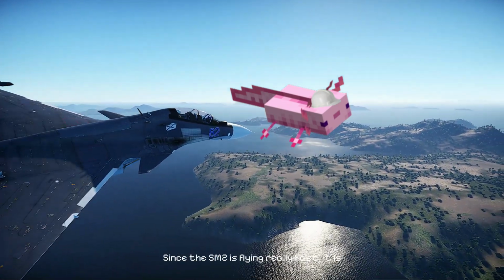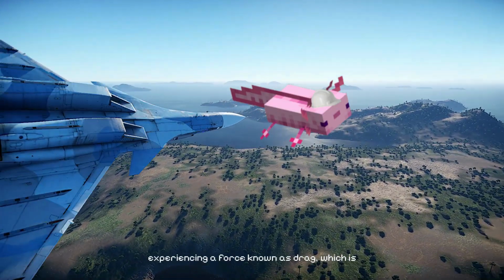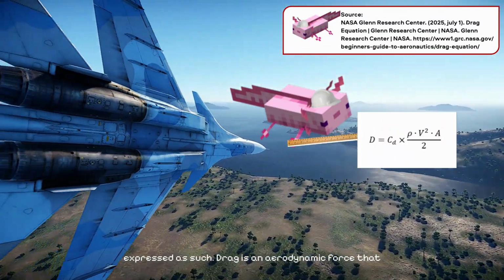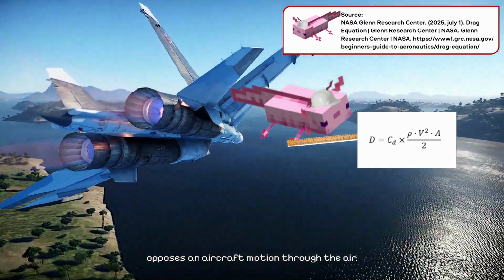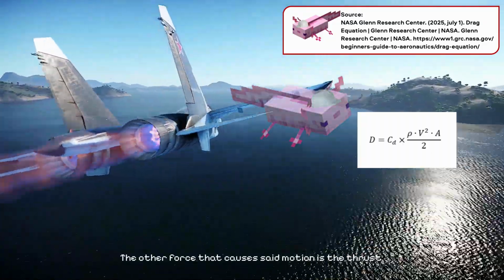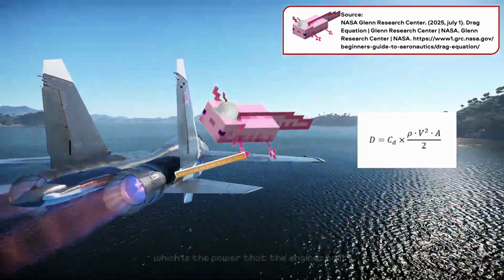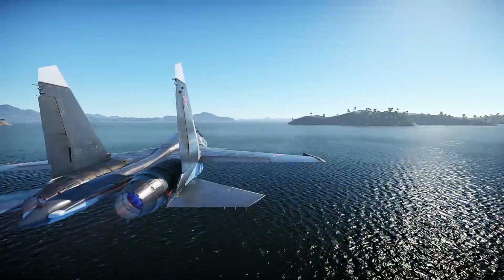So, now that we're in the skies, let's see what is the maximum speed that the SM2 can reach. Since the SM2 is flying really fast, it is experiencing a force known as drag, which is expressed as such. Drag is an aerodynamic force that opposes an aircraft's motion through the air. The other force that causes said motion is the thrust, which is the power that the engines emit.